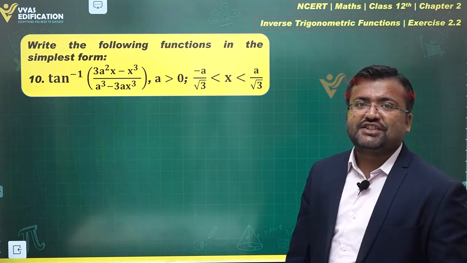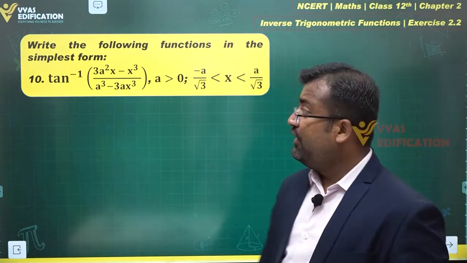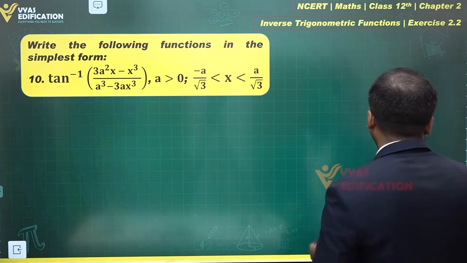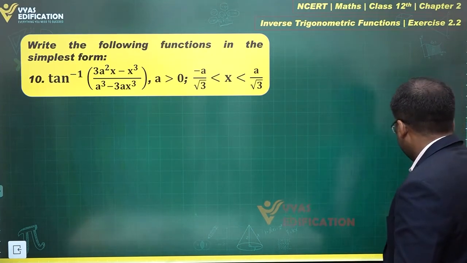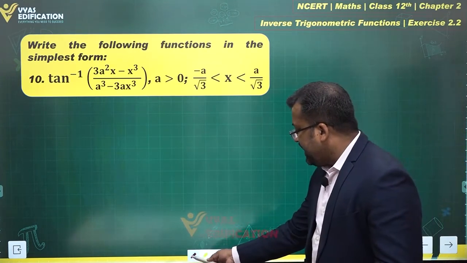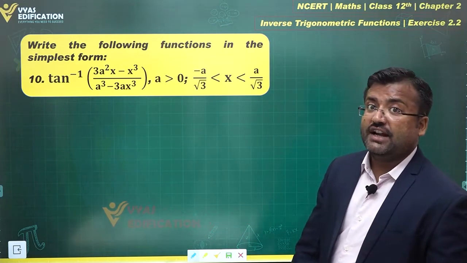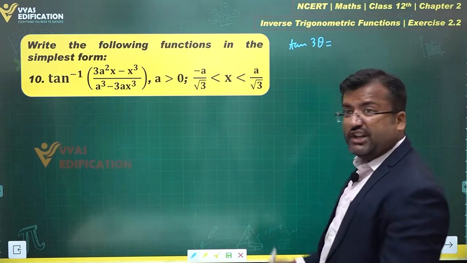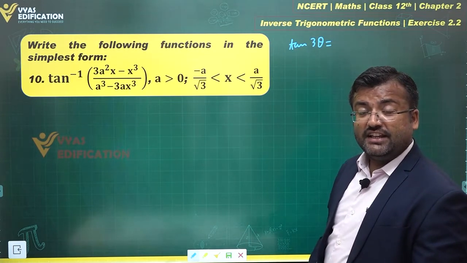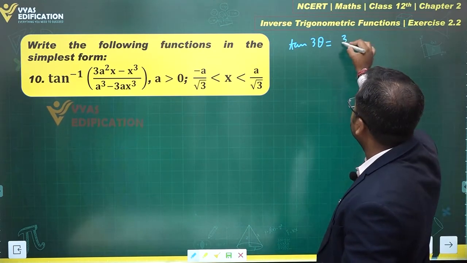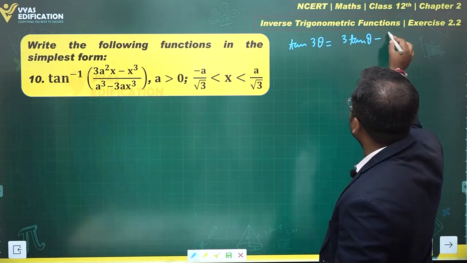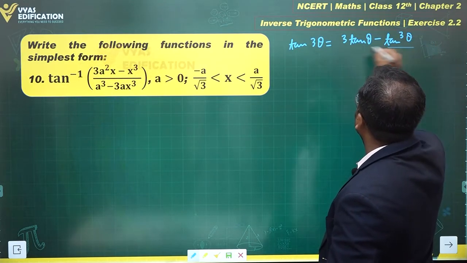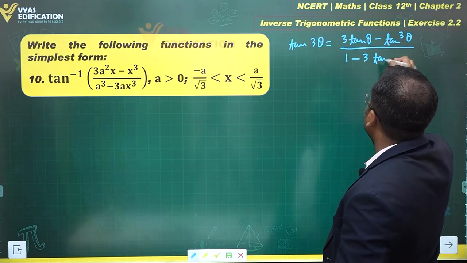Let's solve this question next. A very interesting version of a pretty complicated question in itself. The expression that I would require, let me recall that expression. Tan 3 theta is equal to what? You remember the formula of tan 3 theta in terms of tan theta? Just remember that. This is 3 tan theta minus tan cube theta over 1 minus 3 tan square theta.